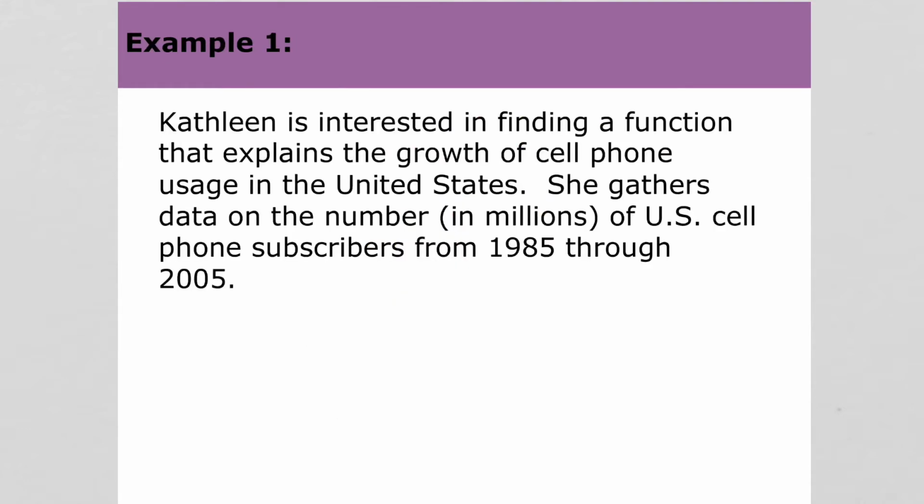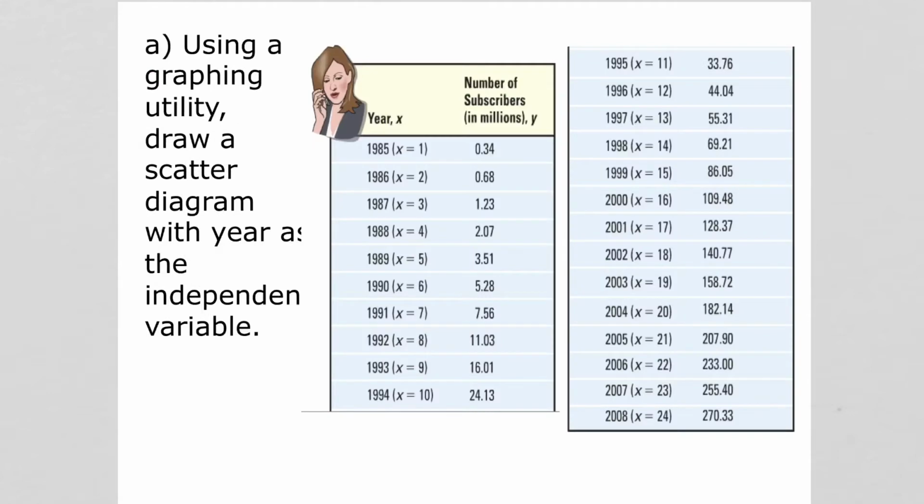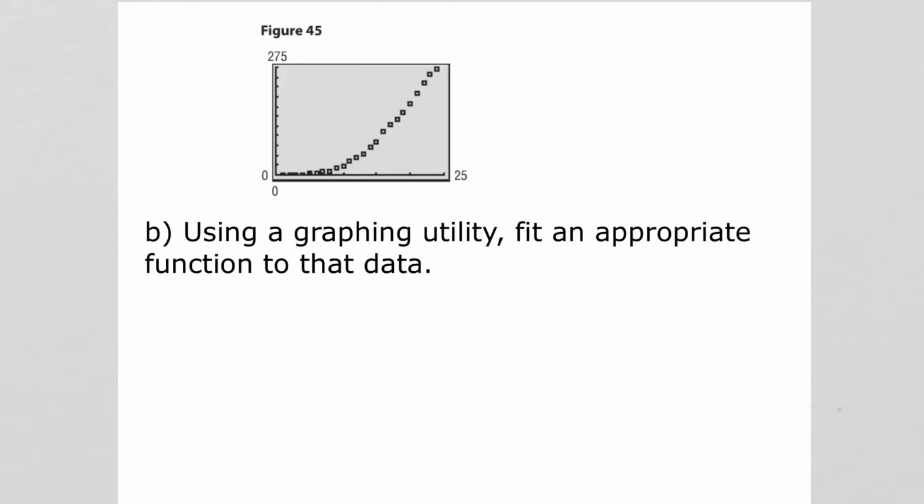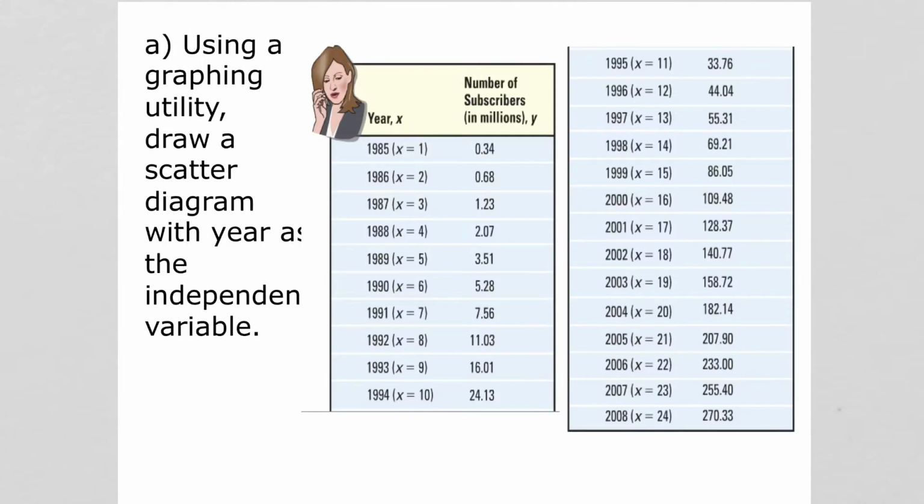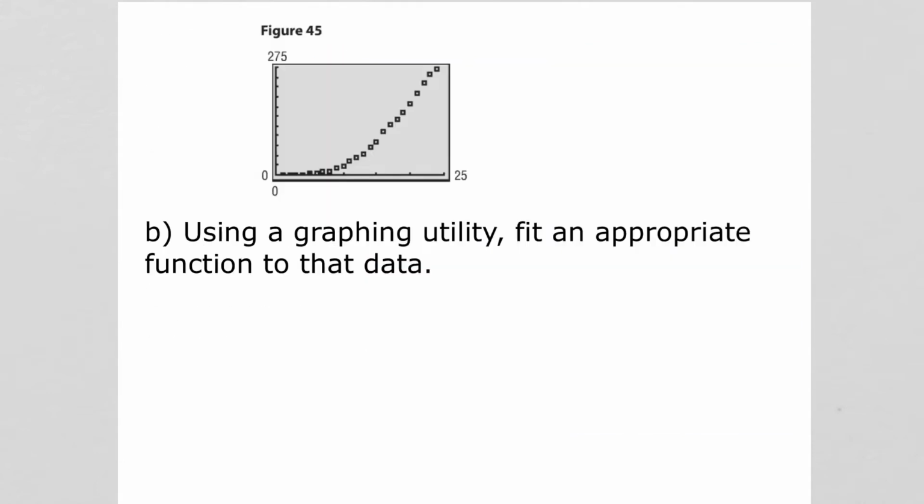Example 1 says Kathleen is interested in finding a function that explains the growth of cell phone usage in the United States. She gathers data on the number in millions of U.S. cell phone subscribers from 1985 through 2005. So here's your data. And part A says put that data into your calculator. And so we know how to do that.